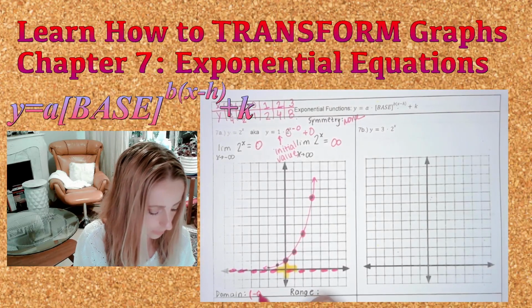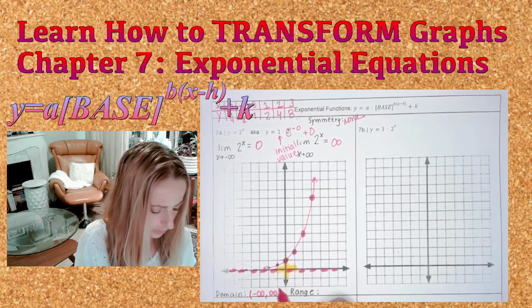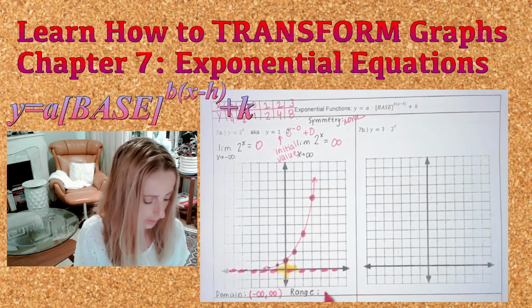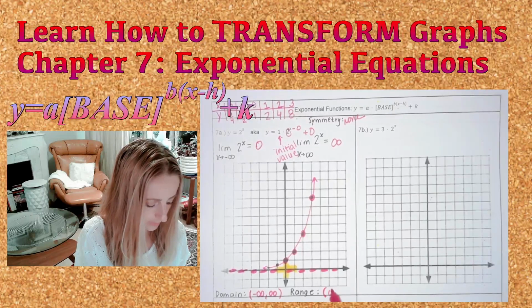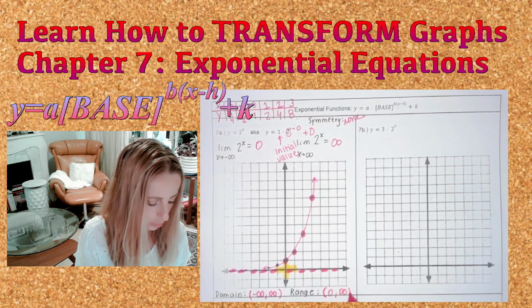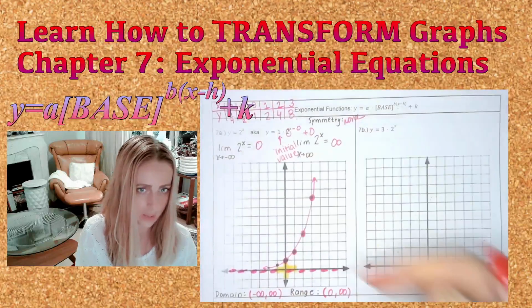Domain is from negative infinity to infinity. And the range, parentheses 0 to infinity. It starts right after 0, against that asymptote forever.